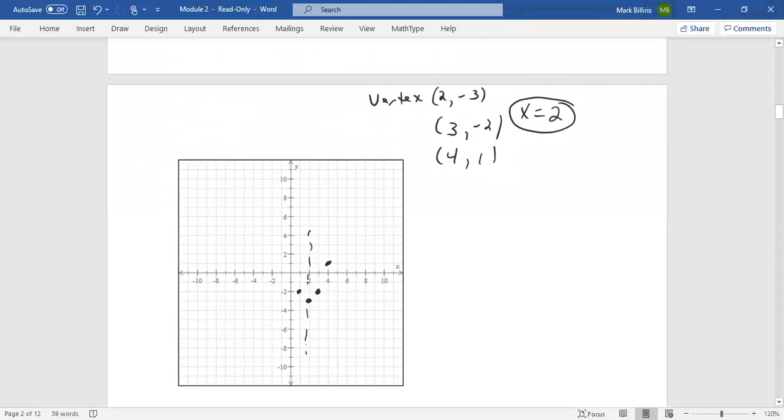So now we move up to our next point, and since there's a point 2 units to the right, there's a corresponding point 2 units to the left, always. So there we have our parabola. And notice we only had to do calculations for one side or the other, because then we can use our axis of symmetry to plot the other 2 points.